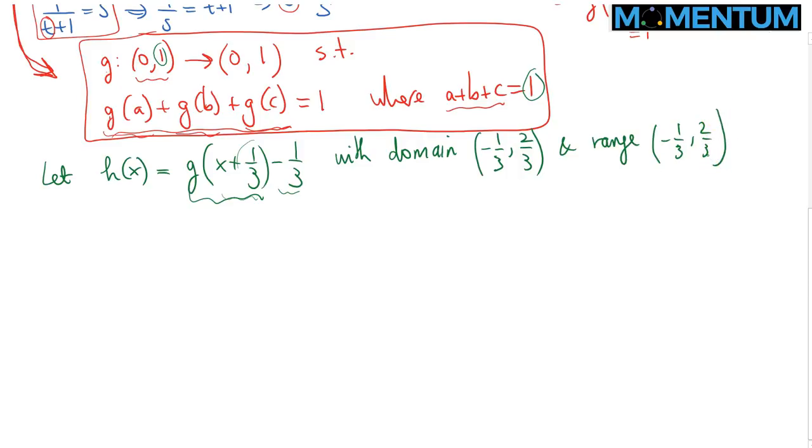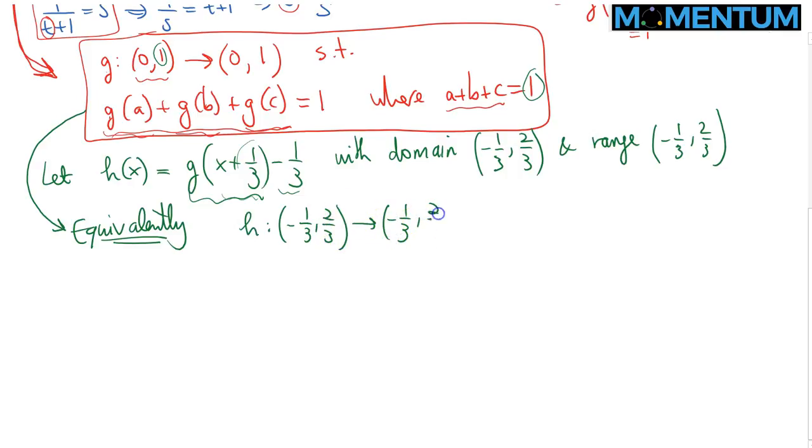Now what we are claiming here is that this expression is equivalent. So equivalently, this would be the following: h goes from minus 1/3 to 2/3.